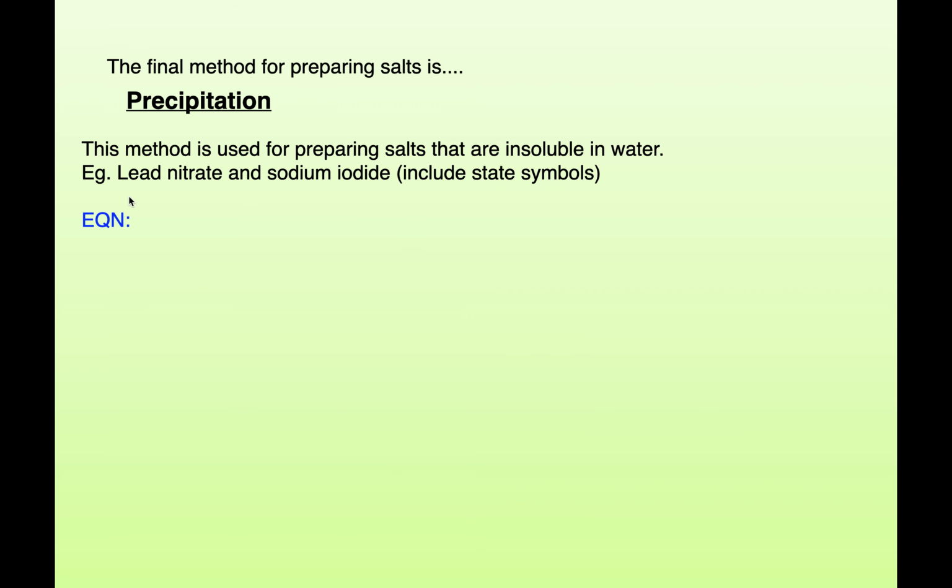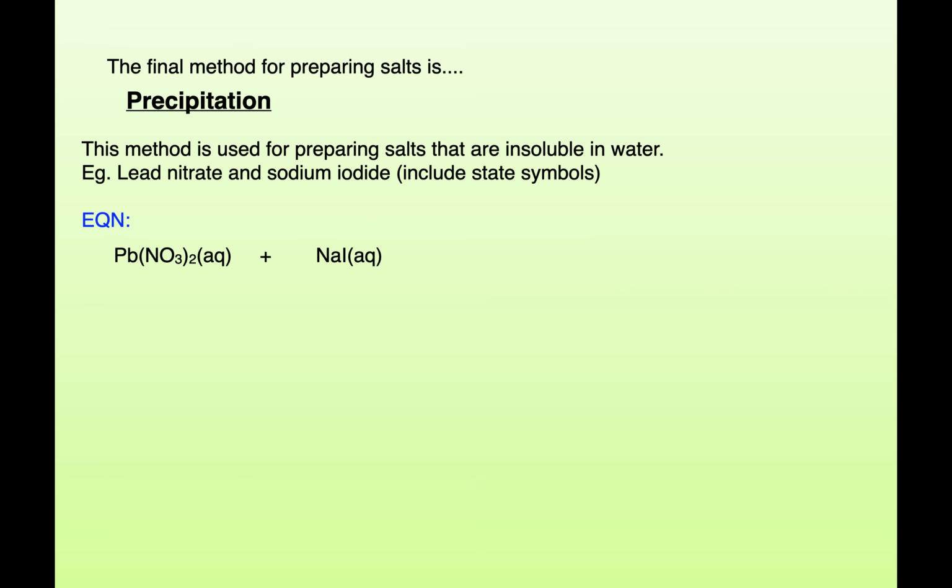Okay, so for example, if I mix lead nitrate, which is definitely soluble, we'll talk about solubility later, and sodium iodide, which again is definitely soluble. If I mix these two solutions, then the lead ions meet the iodide ions and they form a precipitate.